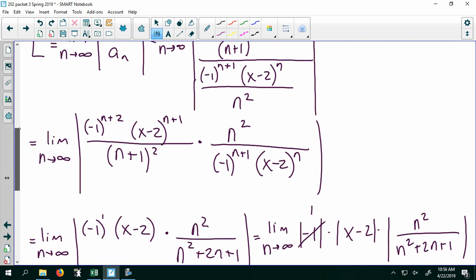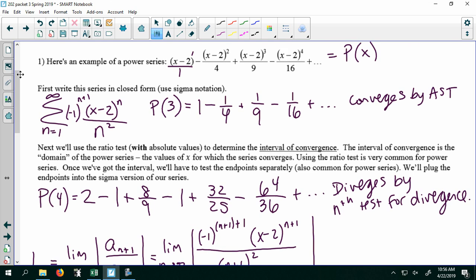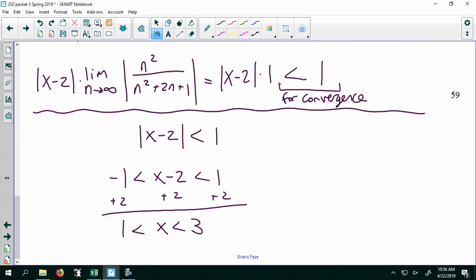Earlier, in one of our examples, I plugged in 3, which is one endpoint from 1 to 3. When you plug in 3, we got convergence. So I know that 3 also causes convergence. So in my interval of convergence, 1 less than x less than 3, I'm going to put an or equal to on the 3 because I know I get convergence when x equals 3. I'm going to test the 1 separately too. I have to plug 1 into my series.